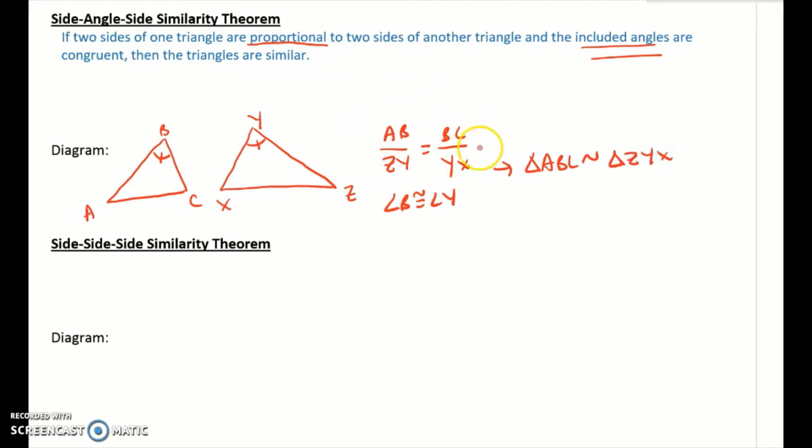And just to make this really clear with this proportional bit, you need to show me that the ratios are equal. So for example, if AB was 9 and YZ was 18 and BC was 6 and XY is 12, they both reduce down to 1 over 2 or 2 over 1. That would make it proportional. Okay?